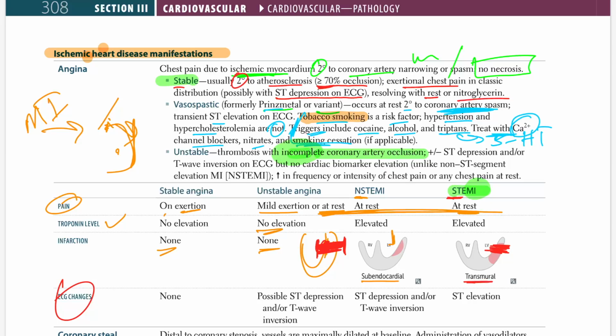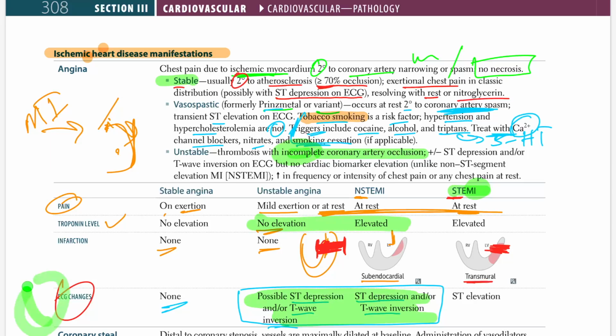Well, in the ECG changes, what we'll see is in stable angina we don't have any ECG change. In unstable angina we might have ST depression or a T wave inversion. In NSTEMI we again would have ST depression and T wave inversion. But you say, hey, they're the same thing. Right, they are the same thing. So how would you differentiate this? If they are the same thing, the only differentiation point is you then look at your troponins.